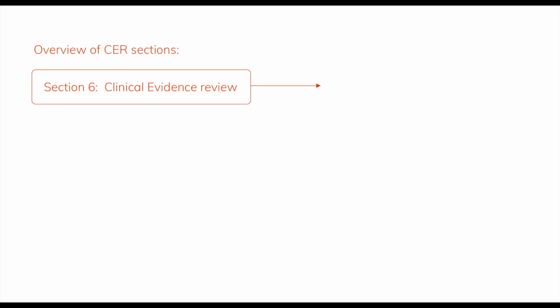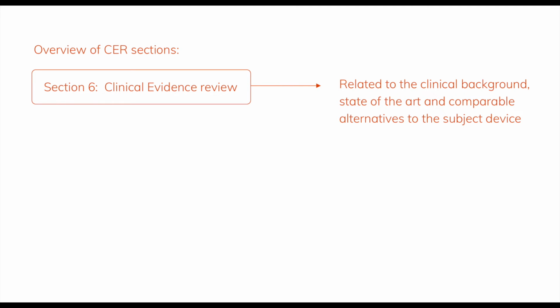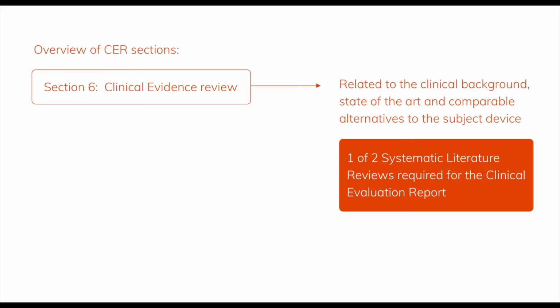Section 6 is a major section which presents a clinical evidence review relating to the clinical background, state of the art and comparable alternatives to the subject device. Note that this is one of 2 systematic literature reviews that are required for the clinical evaluation report. But this section does not concern the subject device itself. The purpose is to provide important background, but also to identify safety and performance benchmarks against which safety and performance of the subject device will be assessed.